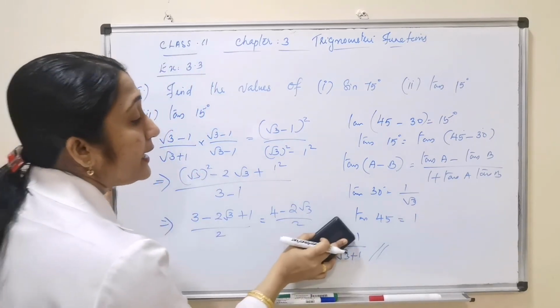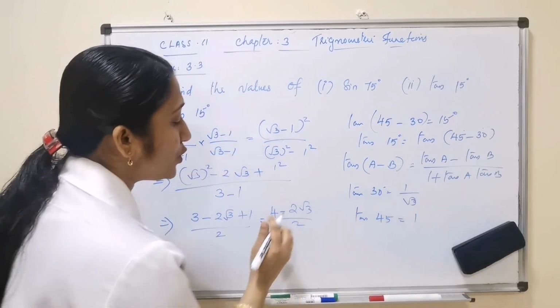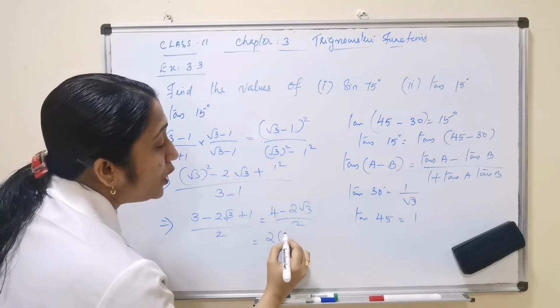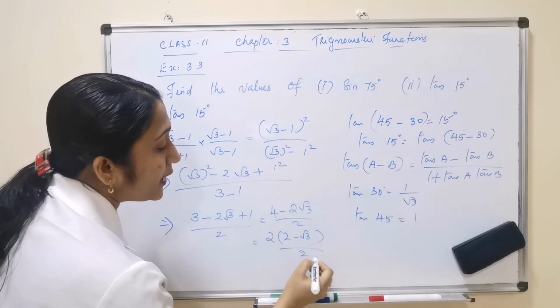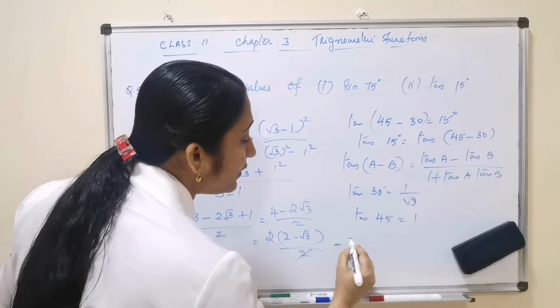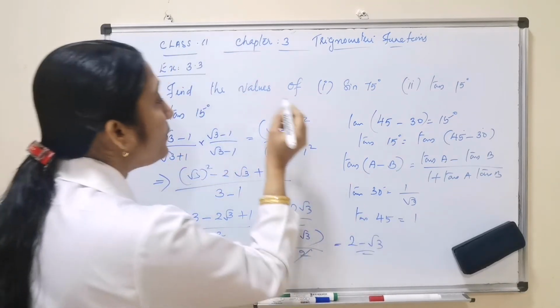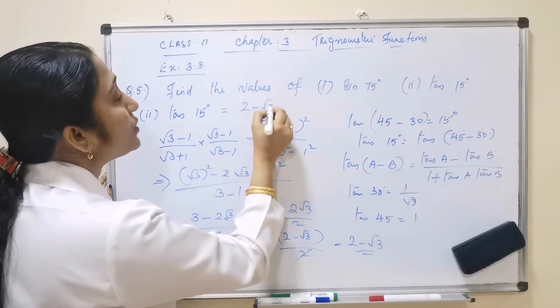From here there is a common value, that is 2. That means 2 into (2 minus root 3) divided by 2. The 2 will be cancelled. The answer will be 2 minus root 3. So the answer is 2 minus root 3.